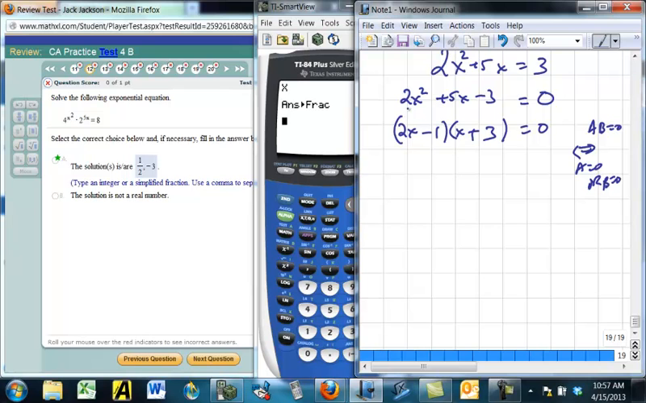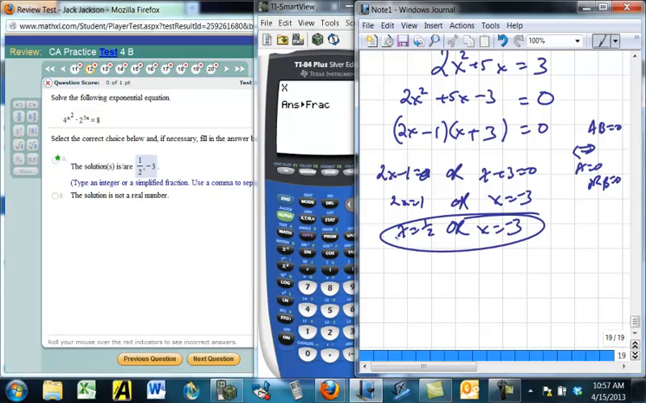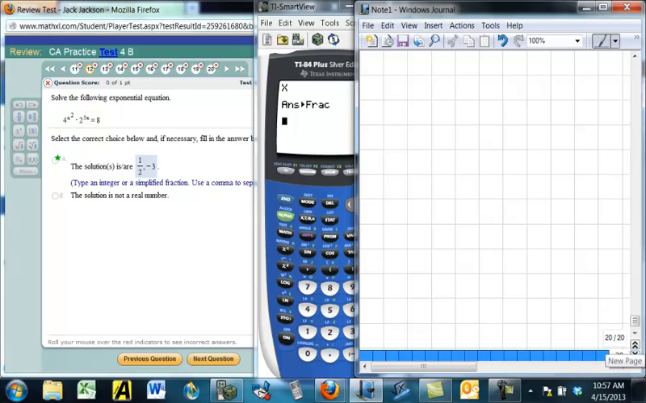2x times x is 2x squared. Negative 1 times 3 is negative 3. Here we get 6x minus 1x is 5x. And so then you either get 2x minus 1 equals 0 or x plus 3 equals 0. This says x equals negative 3. This says 2x equals 1, x equals 1 half. So x equals 1 half or x equals negative 3. Same answers we got the other way. So you could do it by hand or with the calculator.